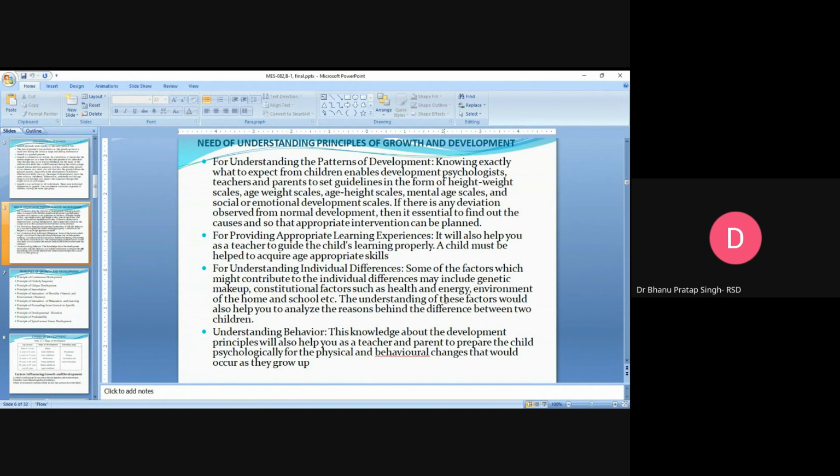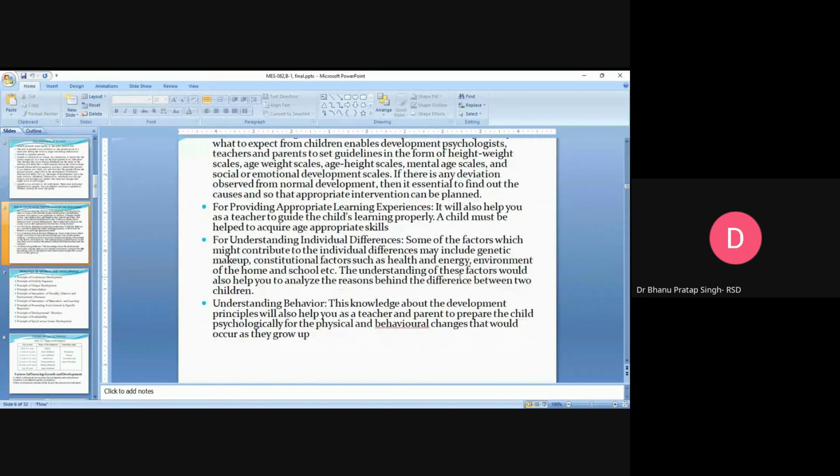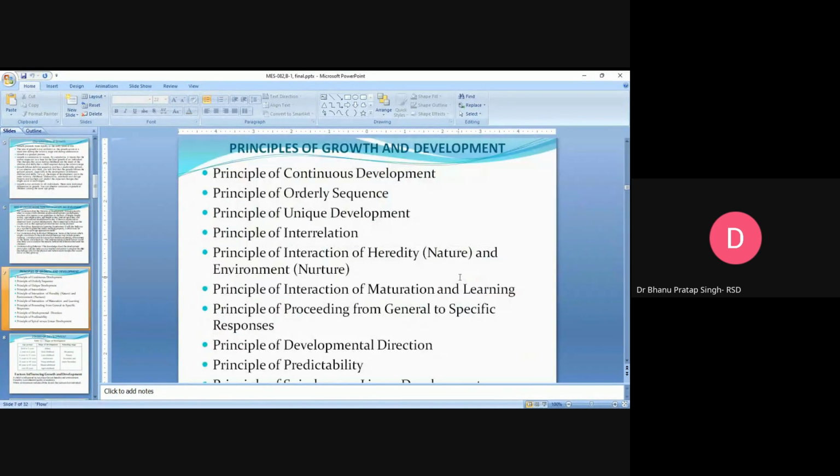So there are these important needs to understand the principles of growth and development. One is for understanding the pattern of development, for providing appropriate learning experiences, for understanding individual differences, and the next is understanding behavior. Now there are some principles of growth and development, in a kind of overview.